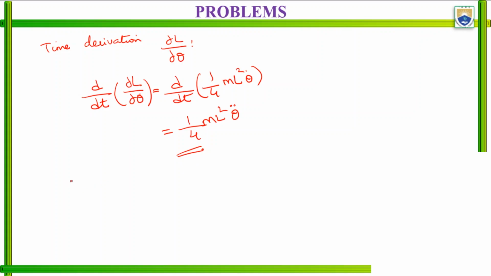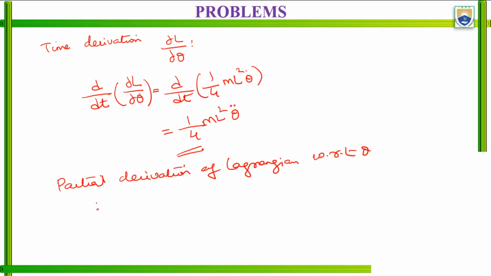Now when we do a partial derivation of the Lagrangian with respect to theta, what will we get? That is, dou L by dou theta is equal to dou by dou theta of minus mgL by 2 cos theta. We will be getting this particular equation.